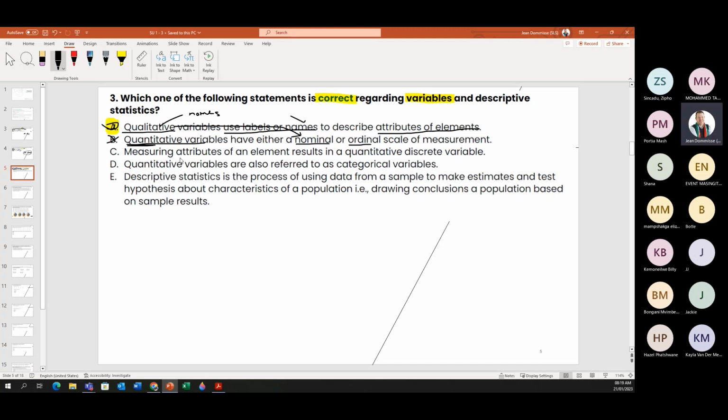Okay, measuring attributes of an element results in a quantitative discrete variable. Wrong. Okay. If it's measuring attributes, you're looking at qualitative. So it is not quantitative.